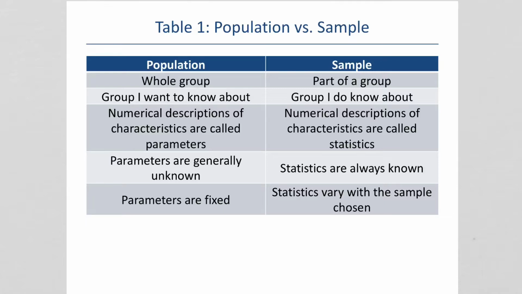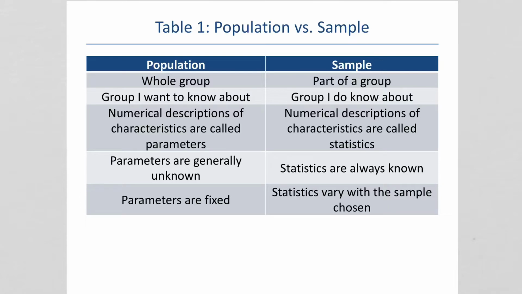So here's some differences between populations and samples. The population is a whole group, and a sample is just part of that group, because usually you can't survey an entire population. The population is the group you want to know about, but the sample is the group that you do know about, so you just make inferences about the population.